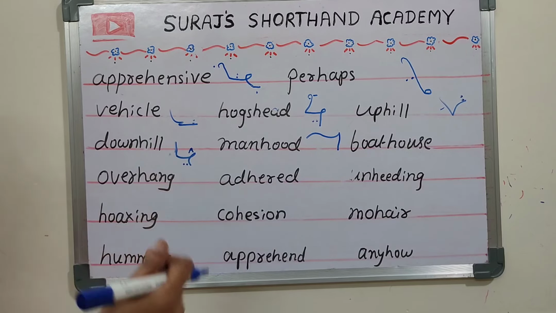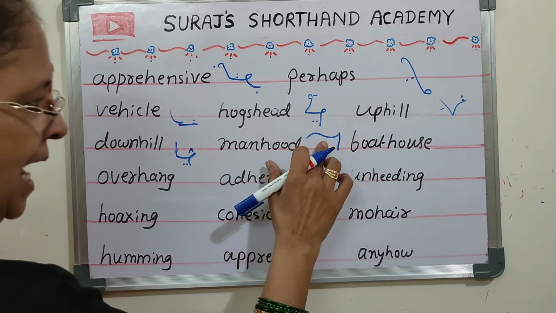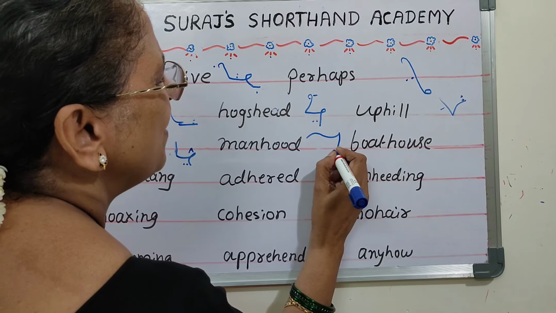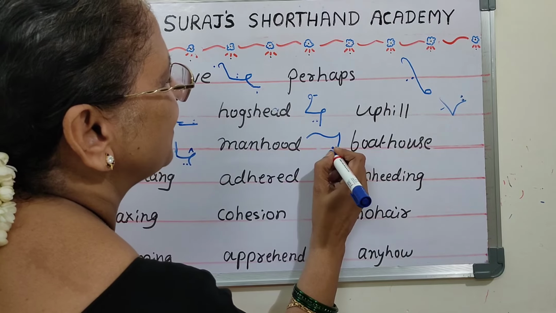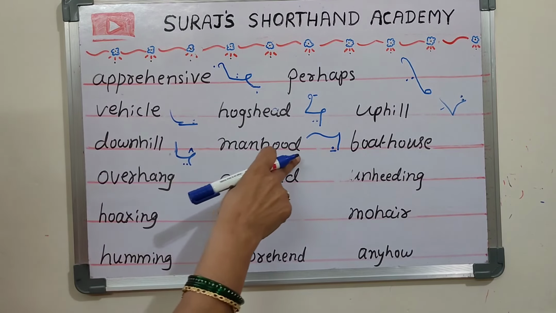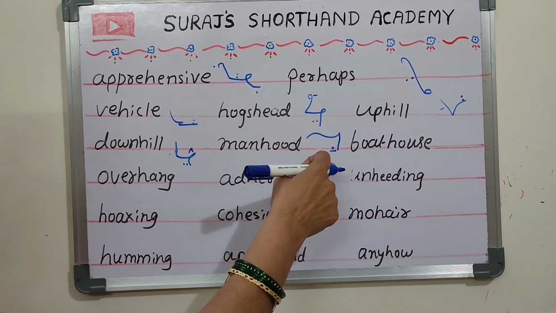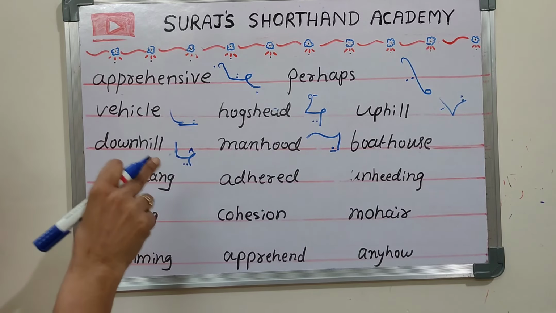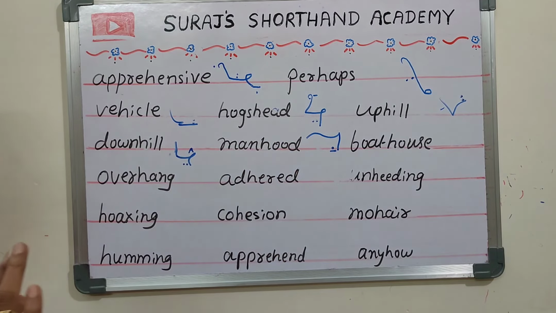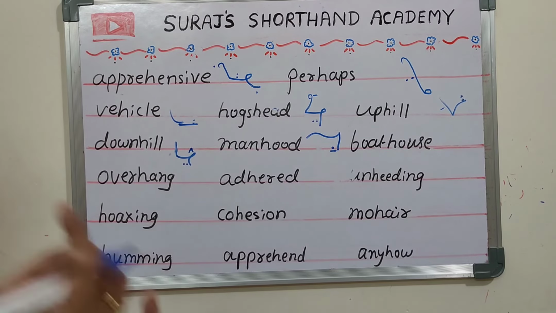Now manhood, actually man is above the line, hood is through the line. Here they mentioned one dot and dash. One dot and dash. If both are dots, it is hid, man hid. So hood is there, so they have written one dot and one dash. Understand?